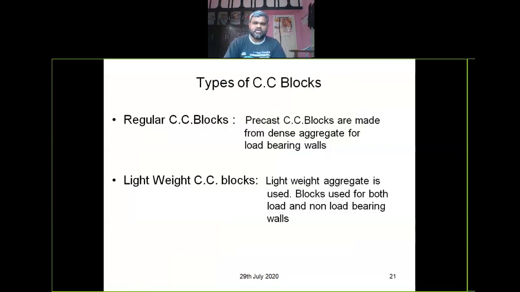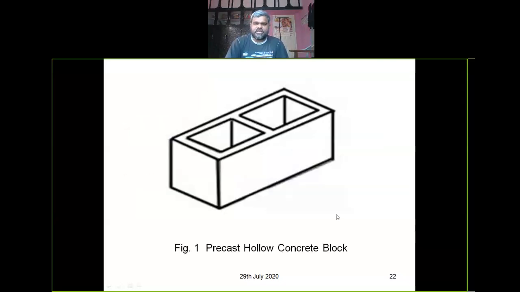Regular CC blocks and lightweight CC blocks are common now. Regular CC blocks means precast CC blocks made from dense aggregate for load-bearing walls. For lightweight blocks, lightweight aggregate is used, and they are used for both load and non-load bearing walls. Precast hollow brickwork, this figure is good. The middle part is very hollow.